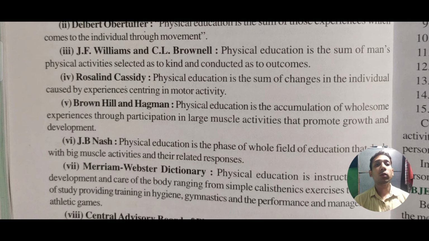Thereafter, we can see Rosalind Cassidy. Rosalind Cassidy said that physical education is the sum of changes in the individual caused by experiences centering in motor activity. It means there are different things present, and if a person goes for physical education, he will become very active in motor activity. What is motor activity? It is related to motor skills. As I had already told you before, motor skills are nothing but, if you are playing cricket and you get to know that the ball is a bouncer, you have to duck. How do you know that now you have to duck? It's all about the motor.